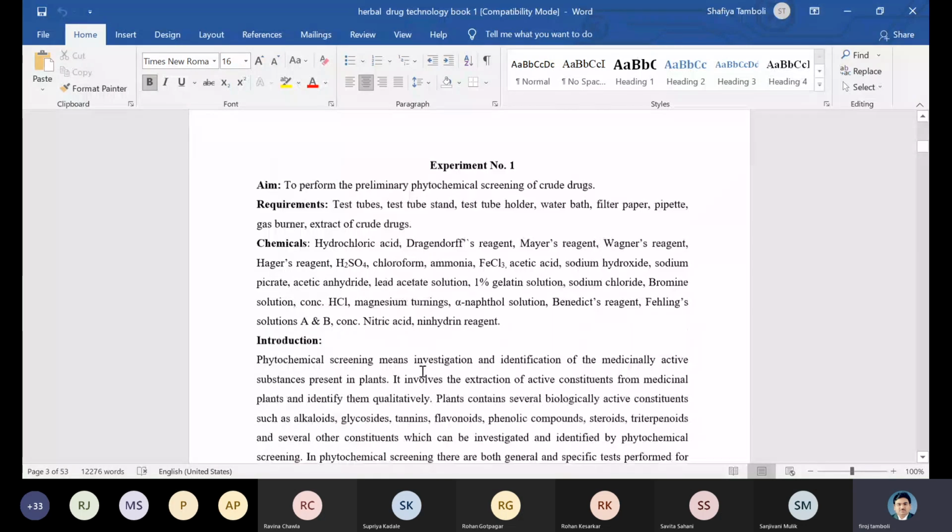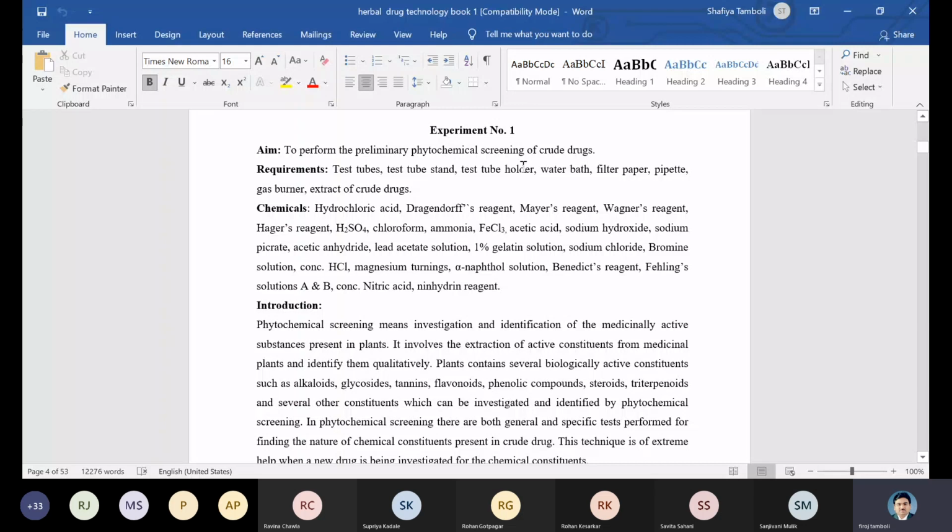So come to the first, experiment number one: to perform the preliminary phytochemical screening of crude drugs. Here the requirements are test tube stand, test tube holder, water bath, filter paper, pipette, gas burner, and extract of crude drugs. Now you know the exact purpose of this experiment. Now it's clear, I think. Whatever I explained initially is nothing but this introductory part. Here all these chemicals are required.